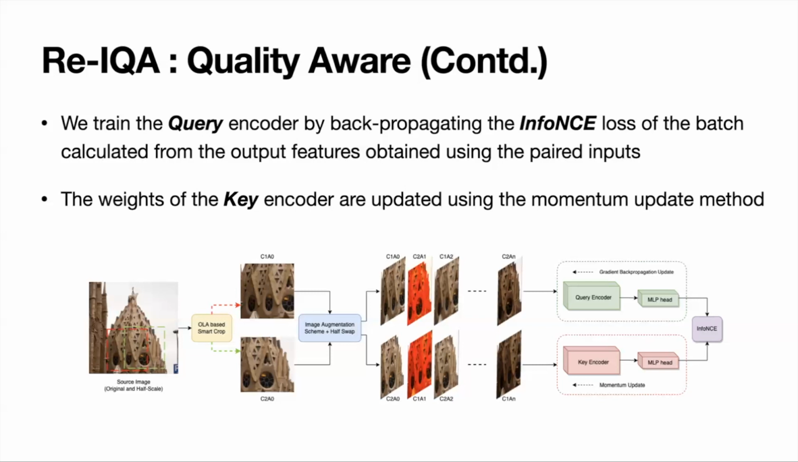The overall pipeline finally looks something like this. We first choose two overlapping crops based on minimum and maximum overlap bounds. Then our proposed image augmentation plus half swap scheme generates and organizes the augmented images into similar and different pairs. These pairs are then fed to the respective encoders, which are then trained as mentioned.